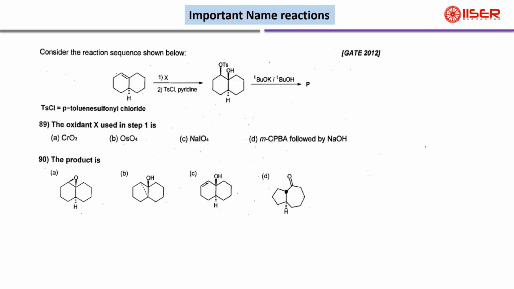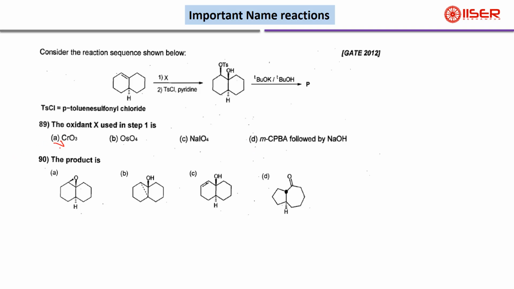Consider the reaction sequence below. What will be the X and P? From the first step you can see the double bond reacting to give a syn OH and OTs. That means somehow a dihydroxylation in a syn manner occurs, and one of the OH can be tosylated. So which reagent do you have to use between chromium trioxide, osmium tetroxide, NaIO4 and MCPBA followed by NaOH?